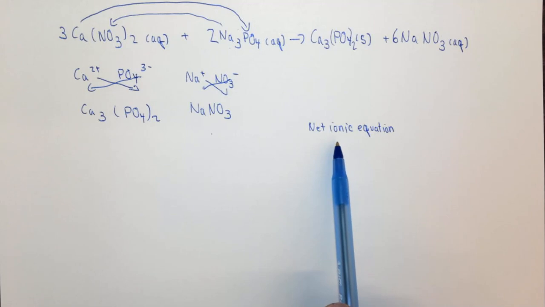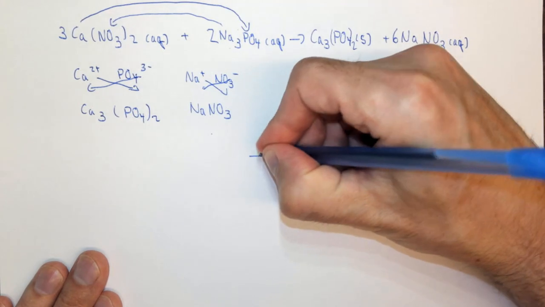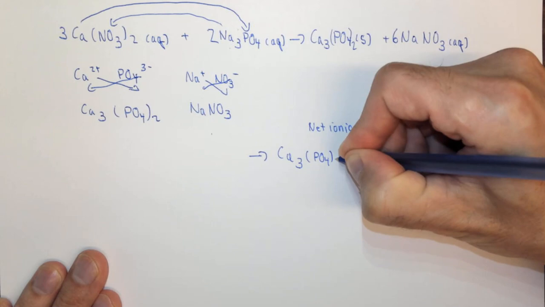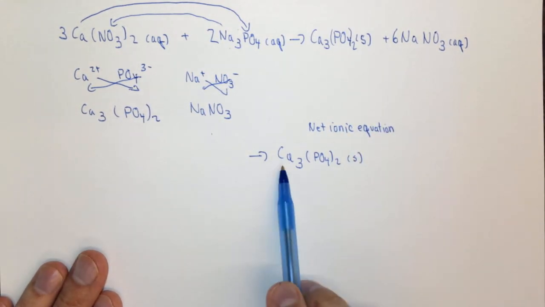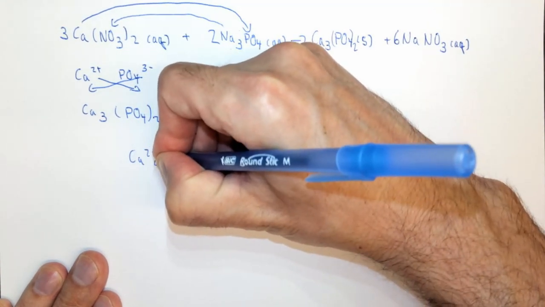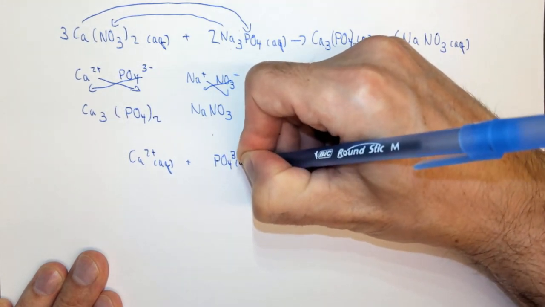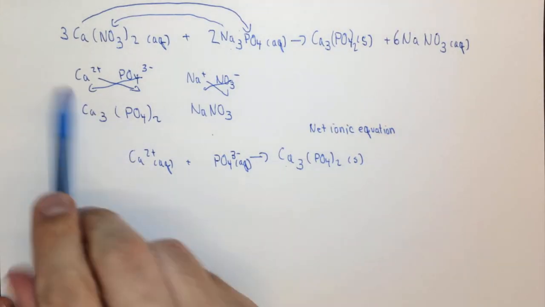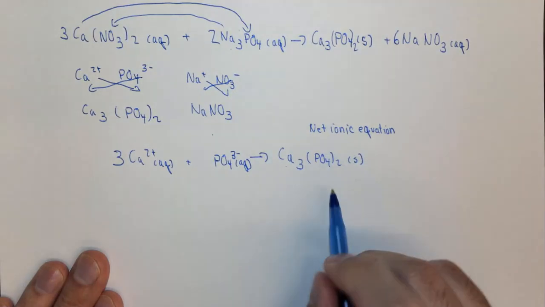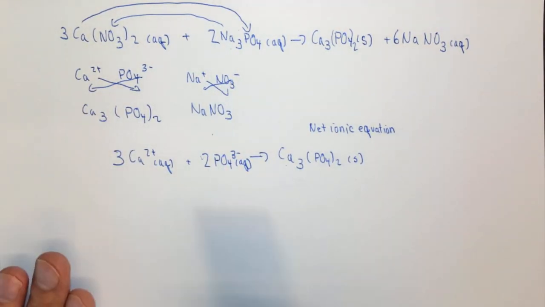So in the net ionic equation, I need to form the solid product. The solid product here is Ca3(PO4)2 solid. What ions do I need to form this? I need Ca2+ aqueous plus PO4 3− aqueous. I can either use these stoichiometric coefficients or I can just balance it. I need 3 calciums and I need 2 phosphates. So this is my net ionic equation.